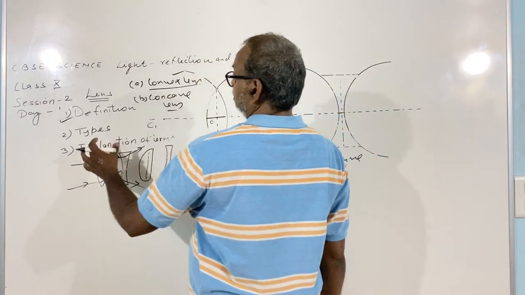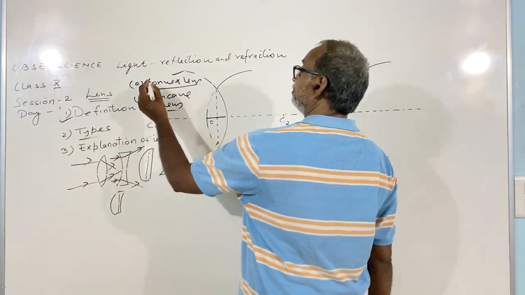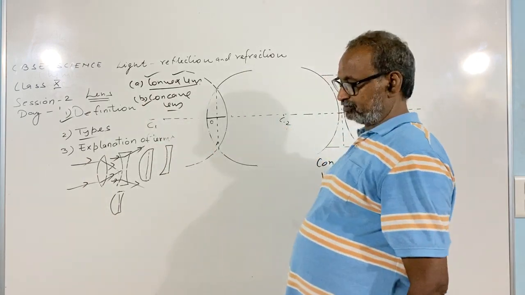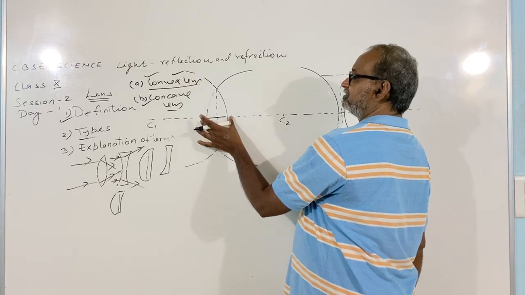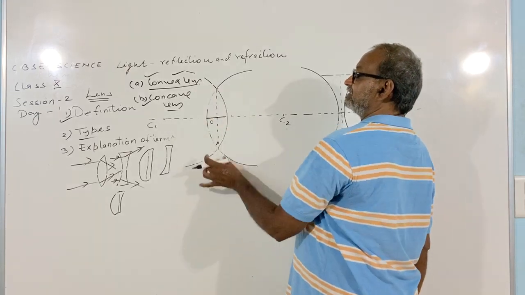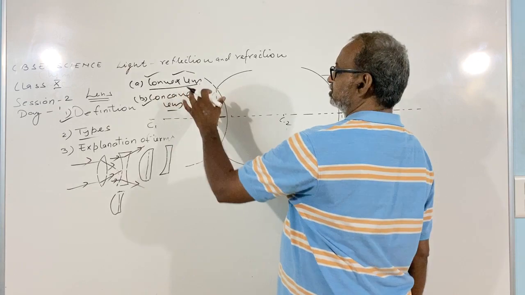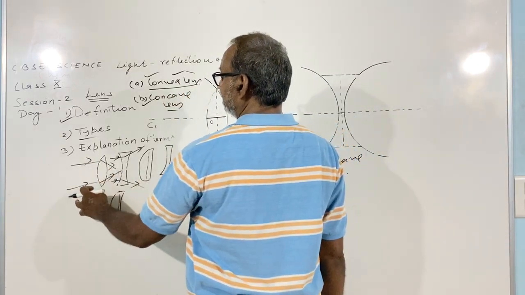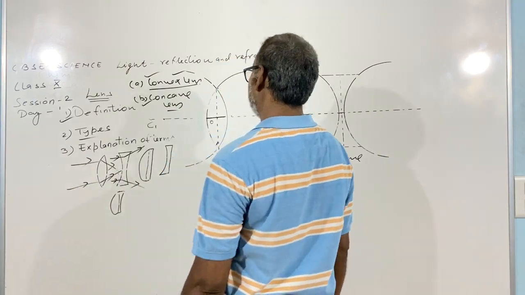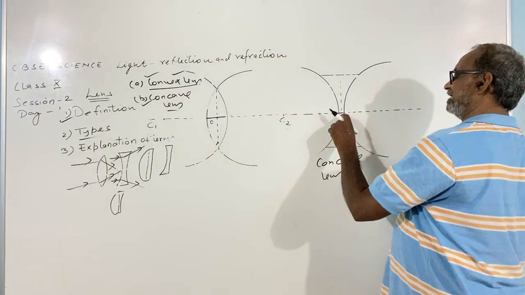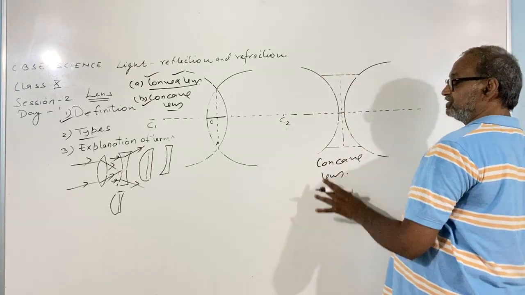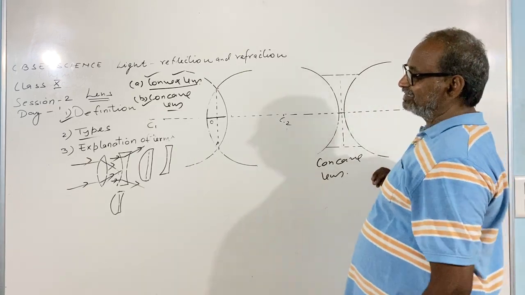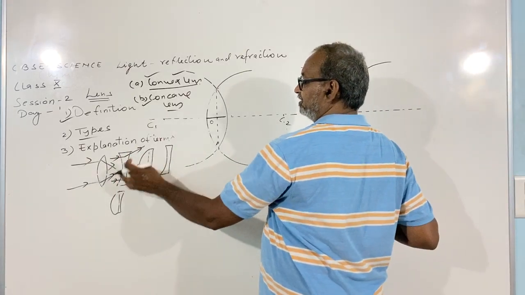Now the lenses are of two types, namely the convex lens and the concave lens. A lens which is thick at the center and thinner at the edges is called a convex lens. It is also known as a converging lens as it converges the rays of the light falling on it. And a lens which is thin at the center and thicker at the edges is called a concave lens, and it is also known as a diverging lens as it diverges the rays of the light falling on it.